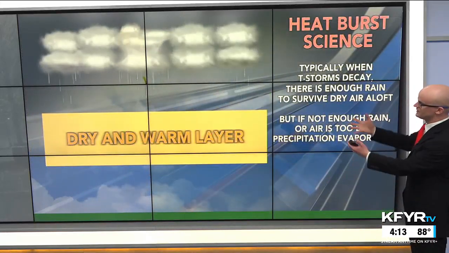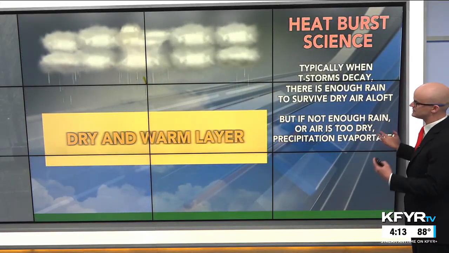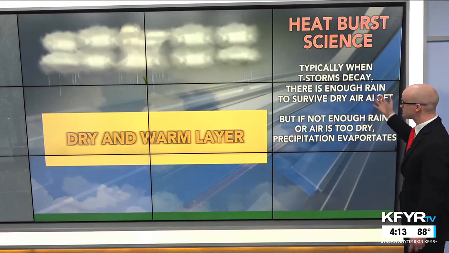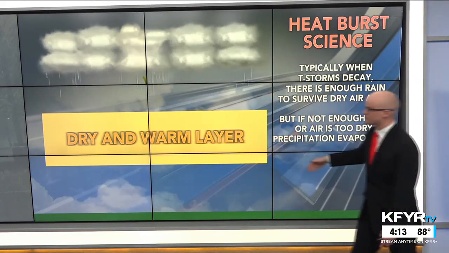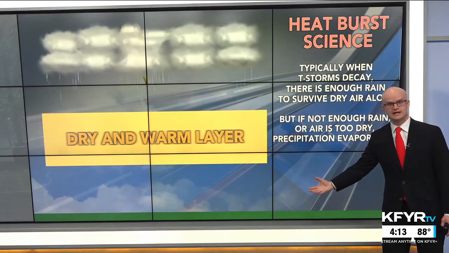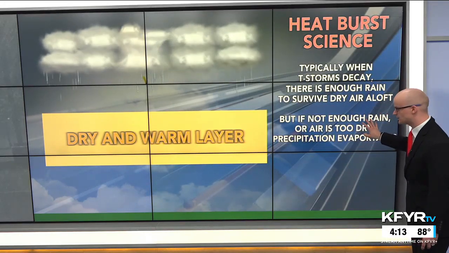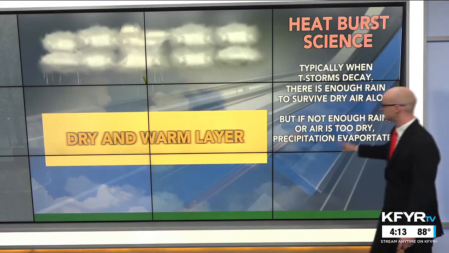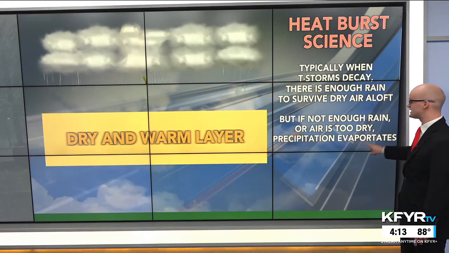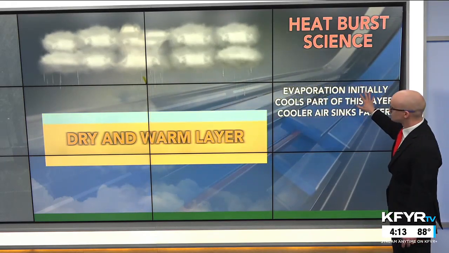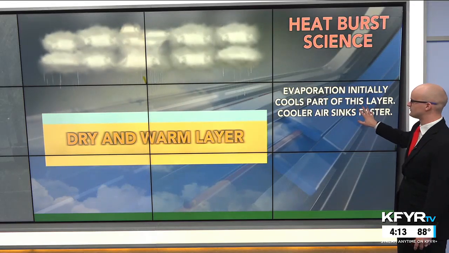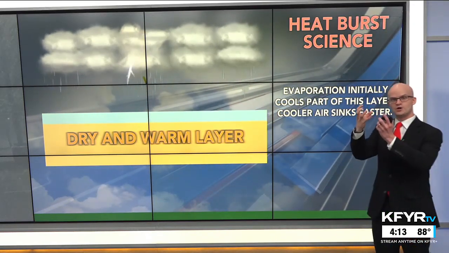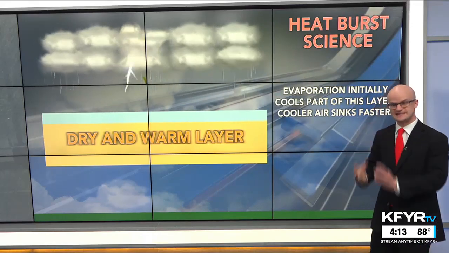So here's kind of a schematic that I put together describing the heat burst science. Typically when thunderstorms decay, there is enough rain to survive that dry air aloft. So you still can see rain coming down to the surface, but if there's not enough rain left in those thunderstorms, or the air in that middle layer of the atmosphere is too dry, all the precipitation evaporates. Initially the evaporation cools part of this layer. We call that evaporational cooling. So the cooler air is more dense, that's heavier, so it sinks faster.